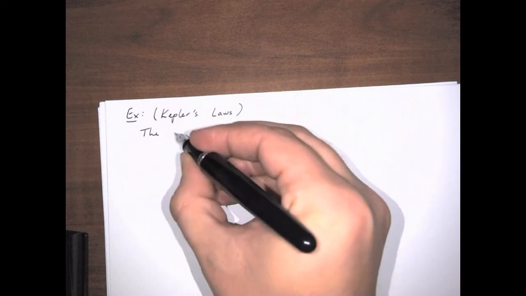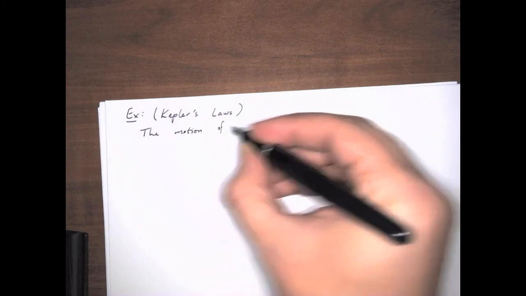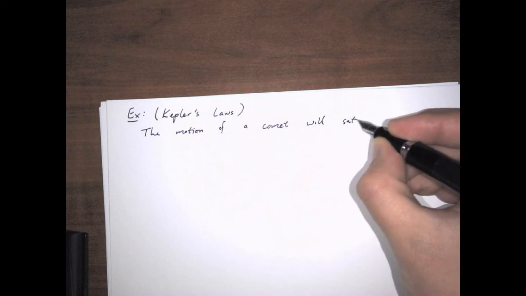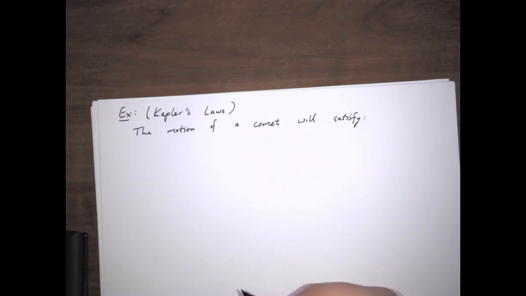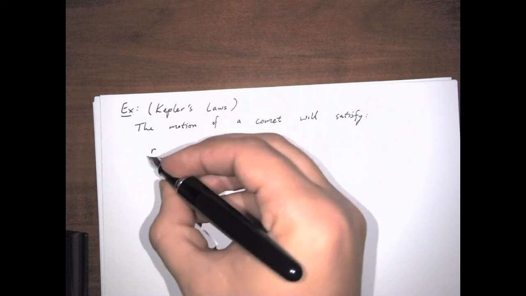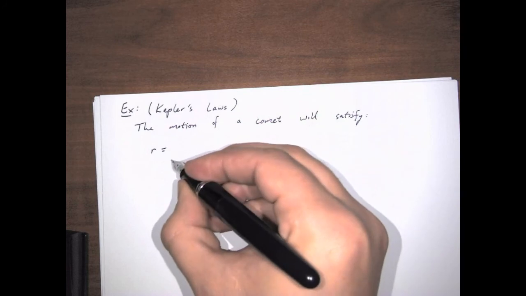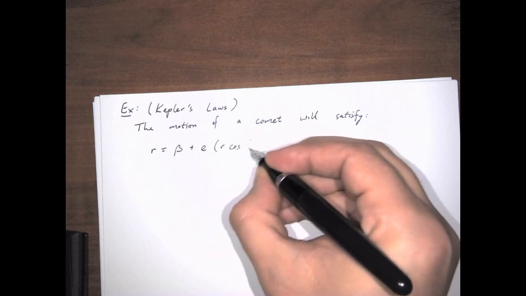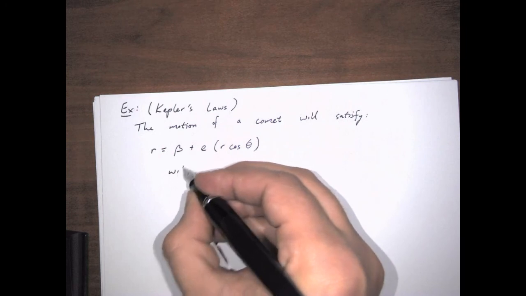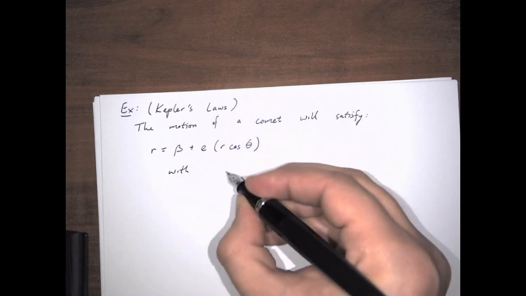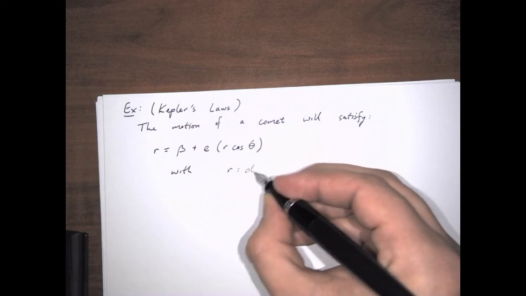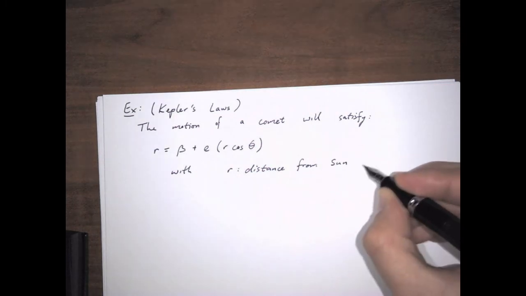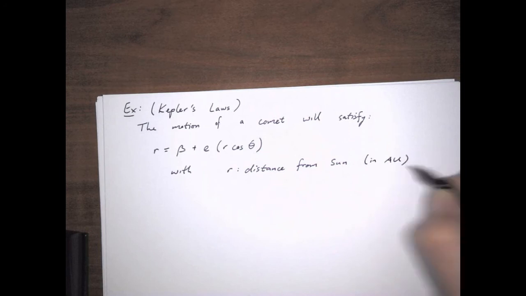So the motion of a comet will satisfy, in suitable polar coordinates, R equals beta plus E times R cosine theta, with R the distance from the sun, and let's say that's in AU, so in astronomical units.